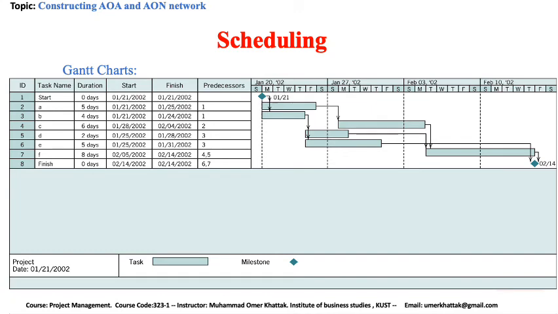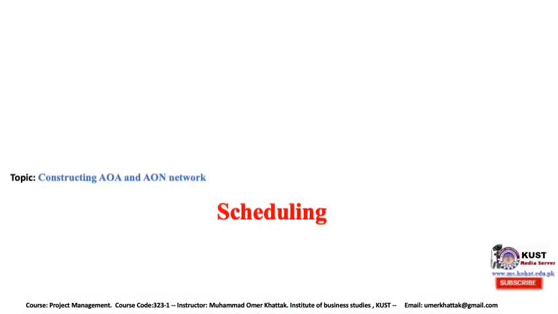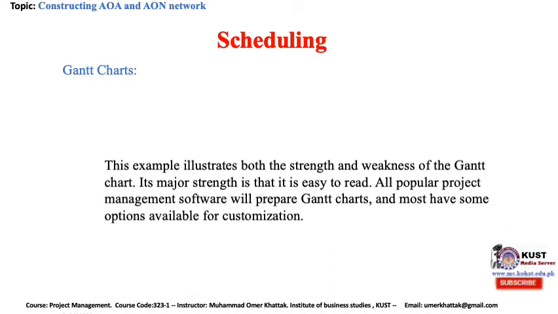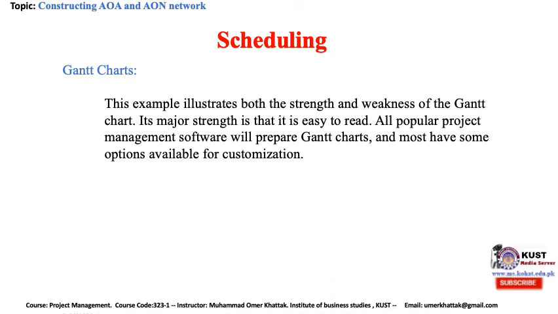Now, for activity F, activities C and D must be completed. So, even if activities D and E were completed earlier, activity F could not be started until activity C had been completed, as it was also a predecessor of activity F. This example illustrates both the strength and weaknesses of the Gantt chart. Its major strength is that it is easy to read.